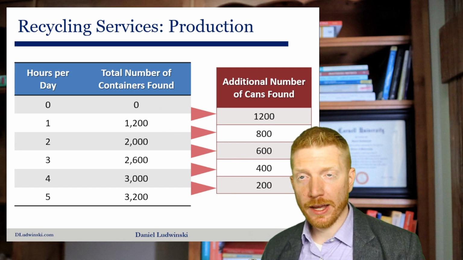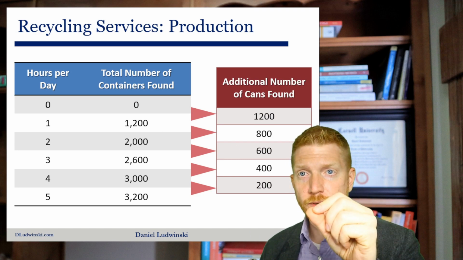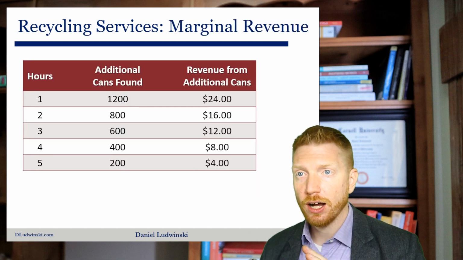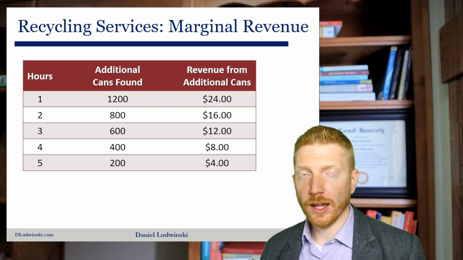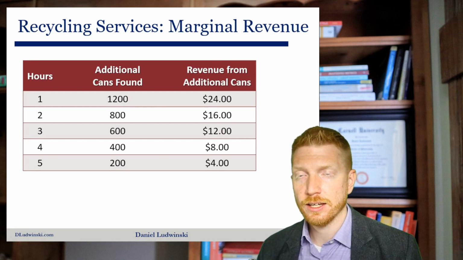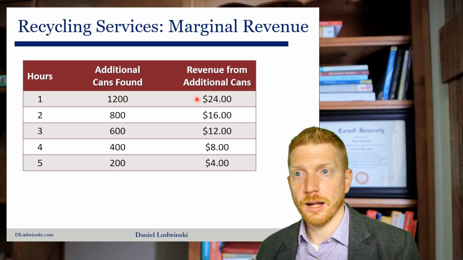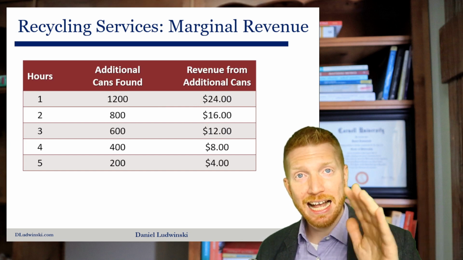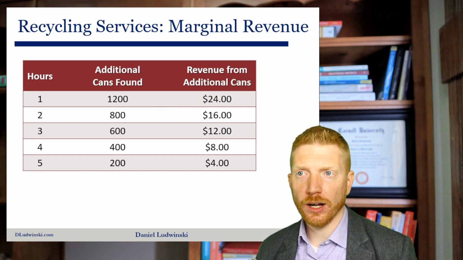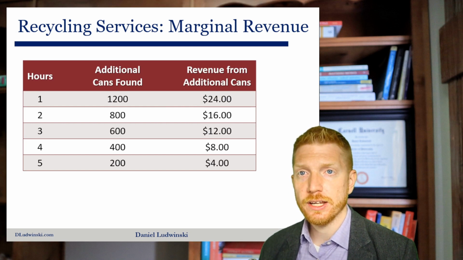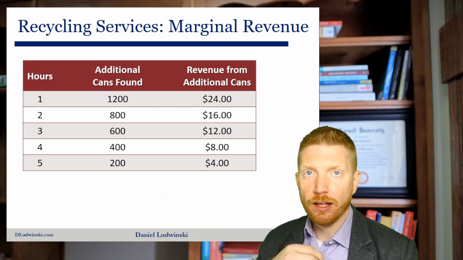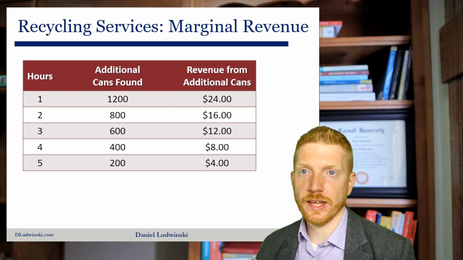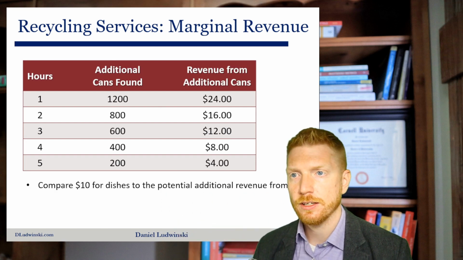Now, in order to make this comparison, we need to take this additional number of cans found and turn it into a dollar amount. So with the price at 2 cents a can, 1,200 cans corresponds to $2,400 or $24 of additional income for Harry. Now, in order to decide how many hours Harry should devote to finding these cans, we need to compare it to his other option. And his other option is to earn that $10 from washing dishes.